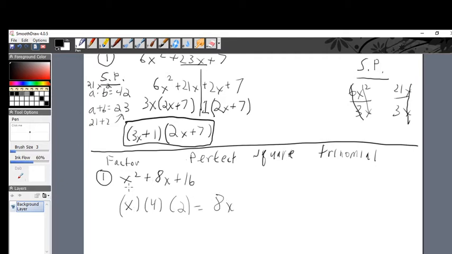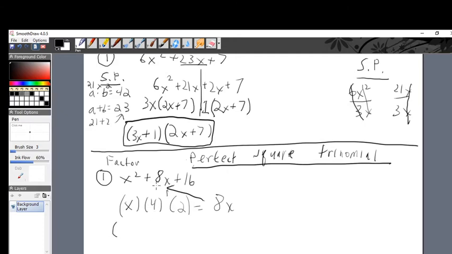So if you take the square root of your left term and the square root of your right term, and you multiply it by 2, and you get the middle term, that is a perfect square trinomial. Those are the symptoms. If you can take the square roots, multiply by 2, and it brings you back to the middle term, that is a perfect square trinomial. And you do not even have to think about how to factor this. You don't have to do it.